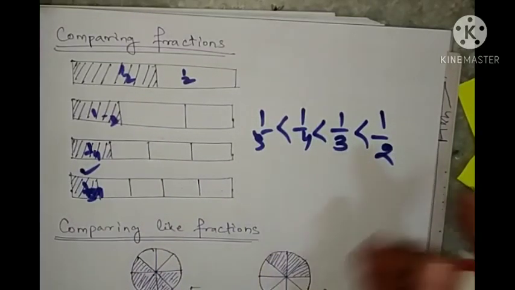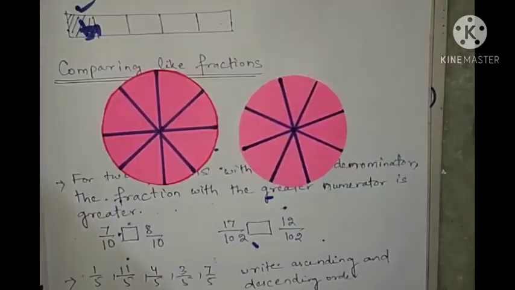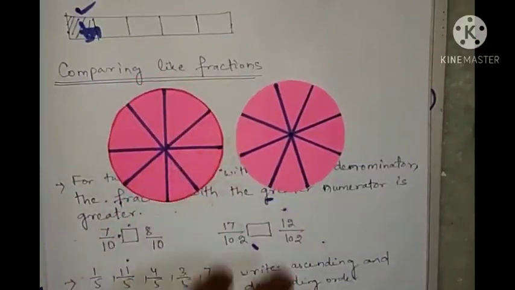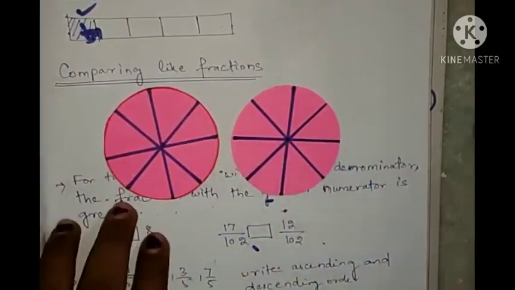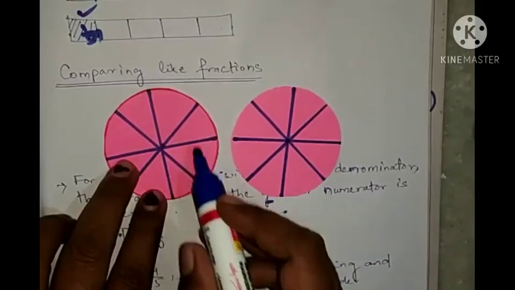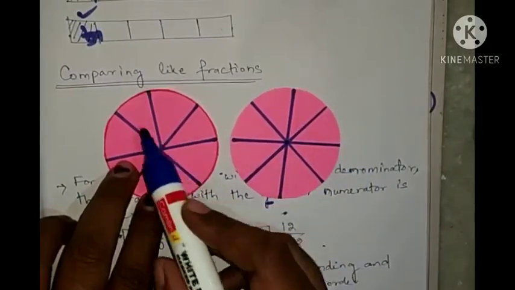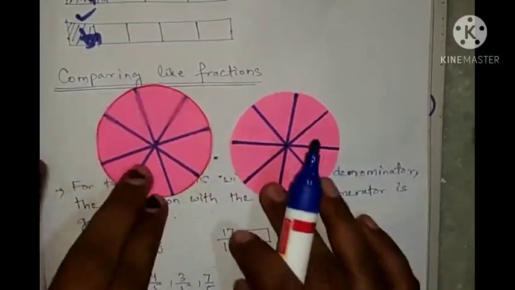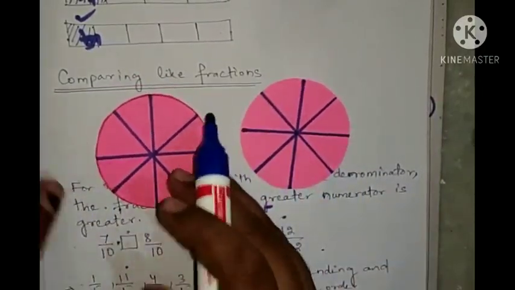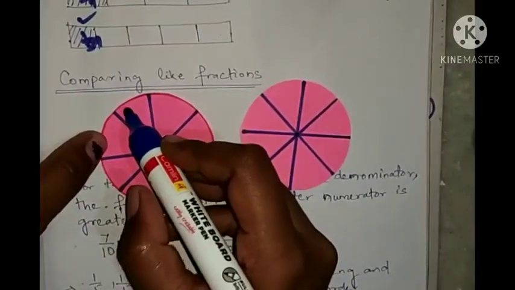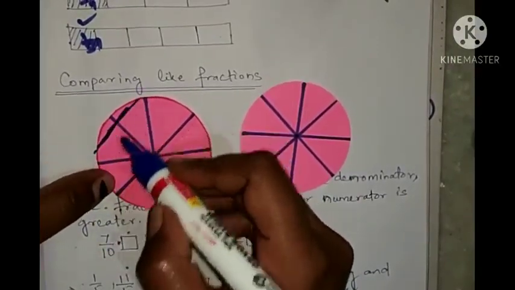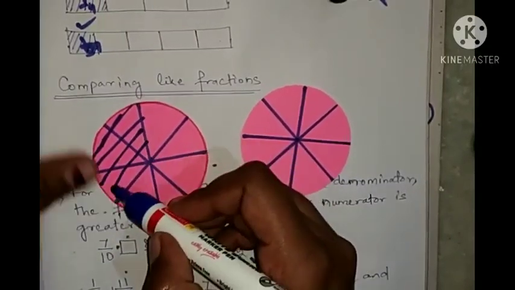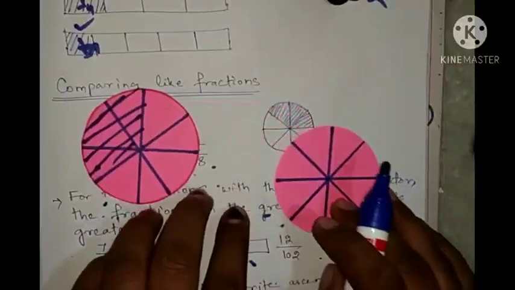So let's see another method to compare fractions. So look at here. First we will compare the like fractions. Here you are seeing the 2 circles. All these 2 circles are divided into 1, 2, 3, 4, 5, 6, 7, 8 parts. Okay. So from here I will take 3 parts, and from here I'll take 5 parts.